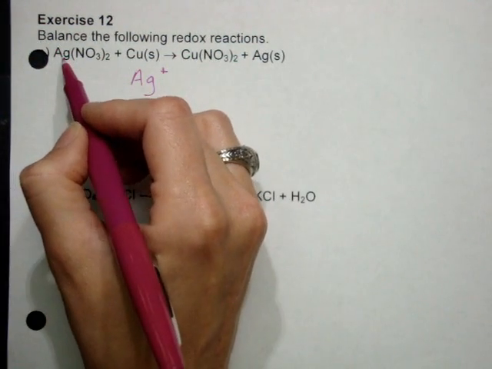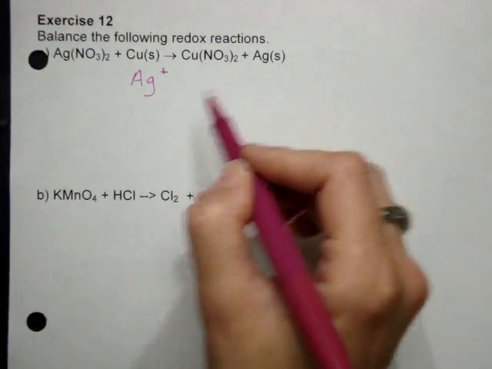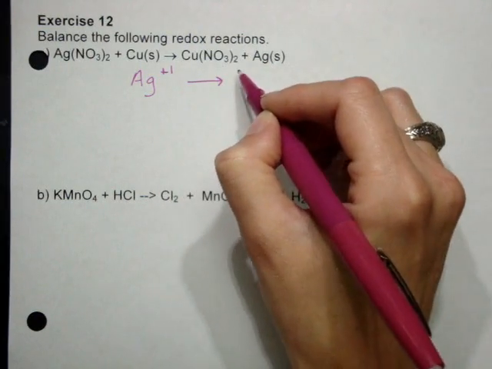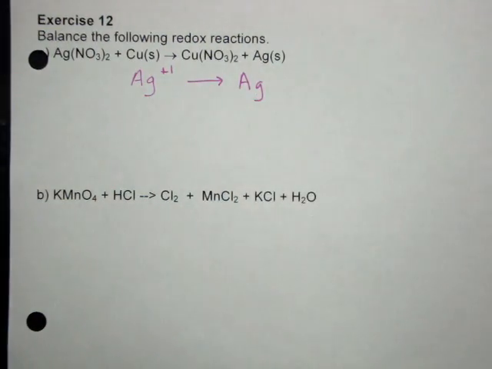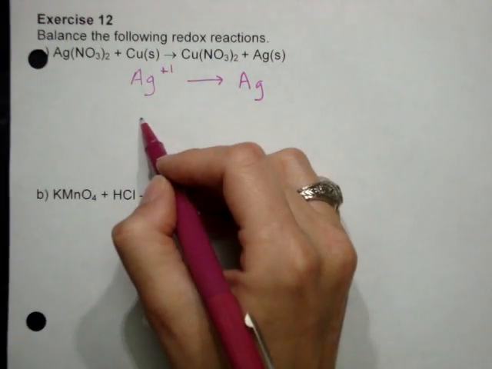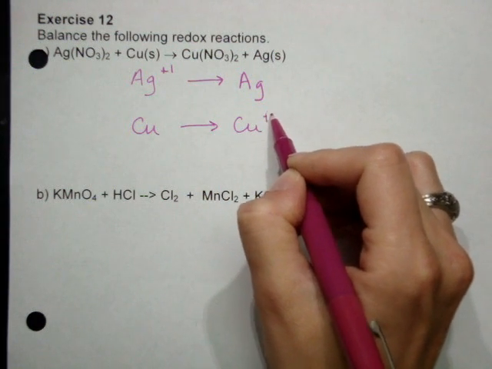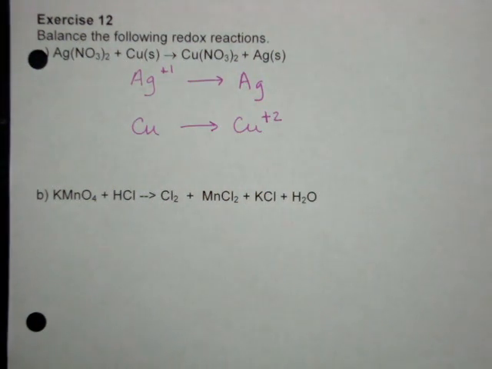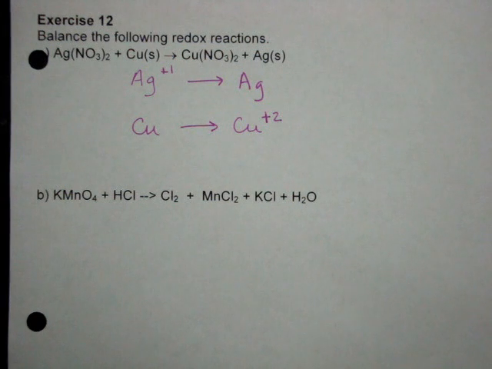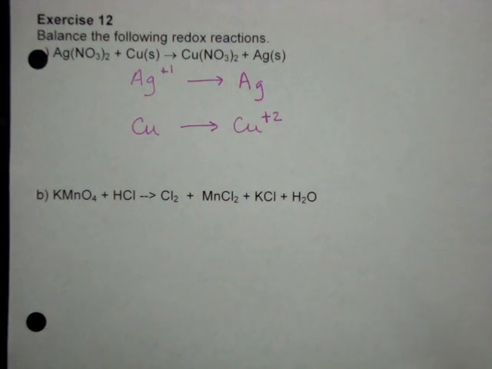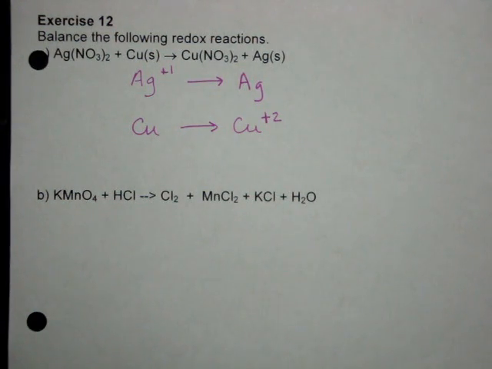So we can see that silver changes its oxidation number. Silver plus 1 on one side becomes silver on the other. Copper on one side becomes copper plus 2 on the other. In order to balance, we don't really have to do anything with hydrogen or oxygen because the only oxygen we have is in nitrate and there is no hydrogen. So for the next step, we just need to balance the electrons.